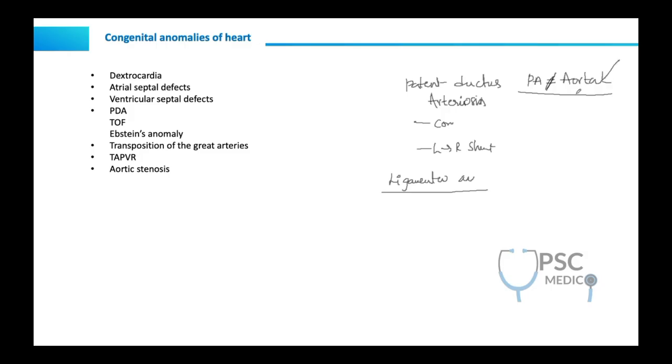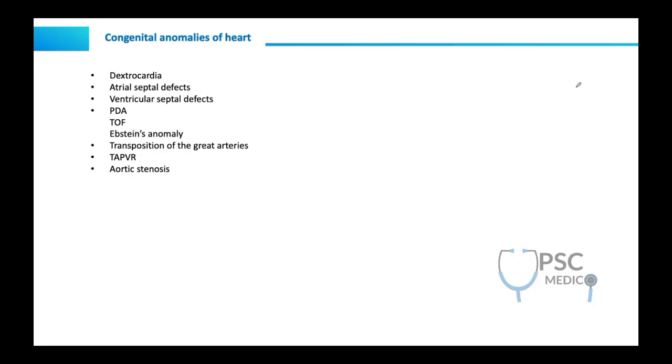From the high pressure aortic system, the oxygenated blood flows into the pulmonary artery, and the patient will have a left to right shunt, congestive heart failure, upper respiratory tract infections, stunted growth, short abnormal growth, and the most important thing here is the patient will present with a continuous murmur, or PDA.